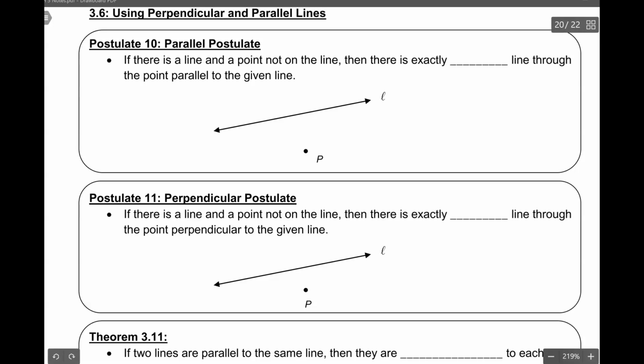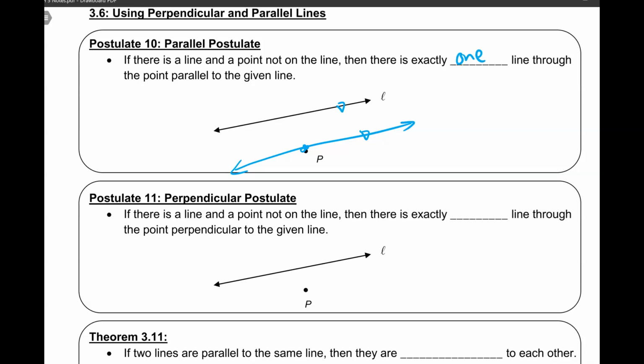Okay, 3.6 is using perpendicular and parallel lines. So postulate 10 says, if there's a line and a point not on the line, then there is exactly one line through the point parallel to the given line. So there will be exactly one line through the point parallel to the given line. This would be the only line that can go through the point that is parallel to L.